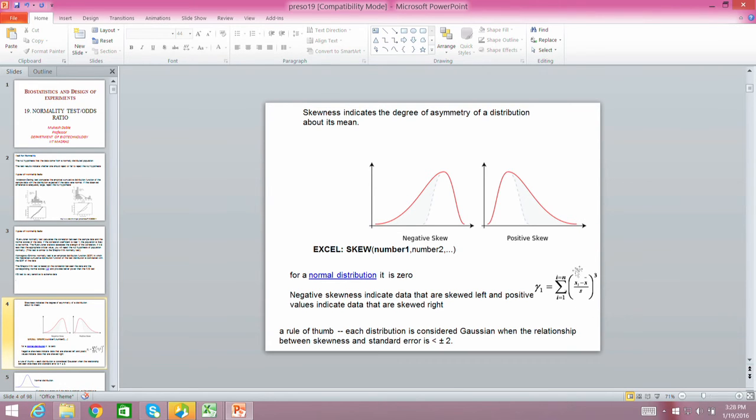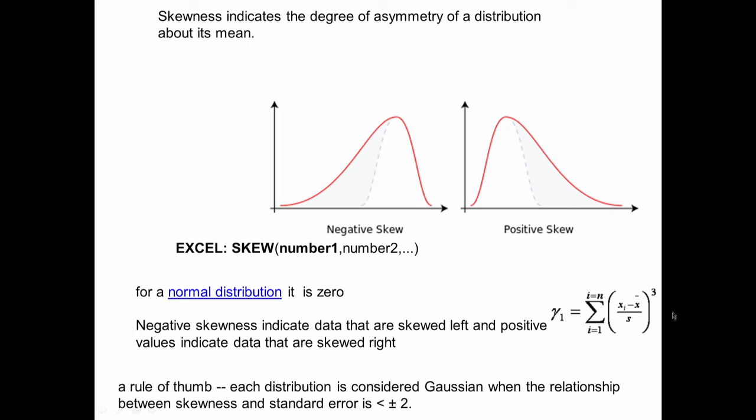So this is the formula for skewness. It is called the third moment. So you have xi, that is each data point, minus x bar, the average, divided by the standard deviation, cubed, and it is calculated for all these data points. So Excel, as I showed you, can calculate your skewness, and it tells you whether it is positively skewed or negatively skewed.